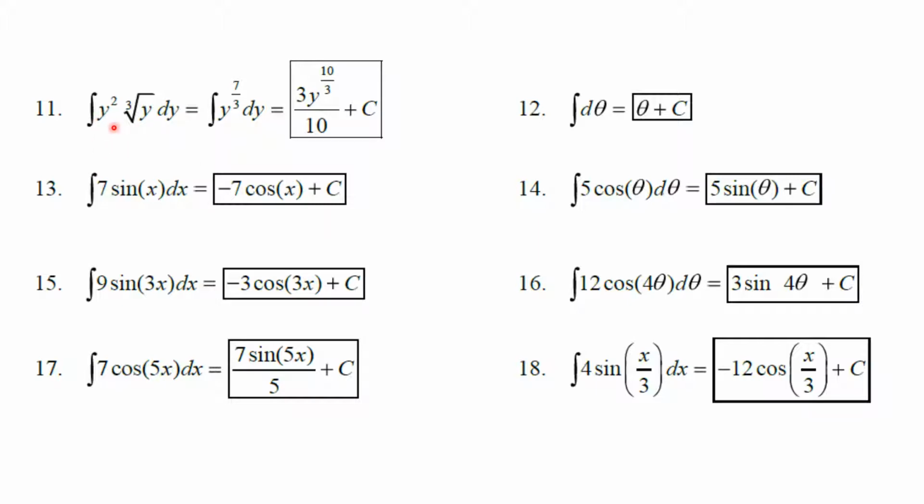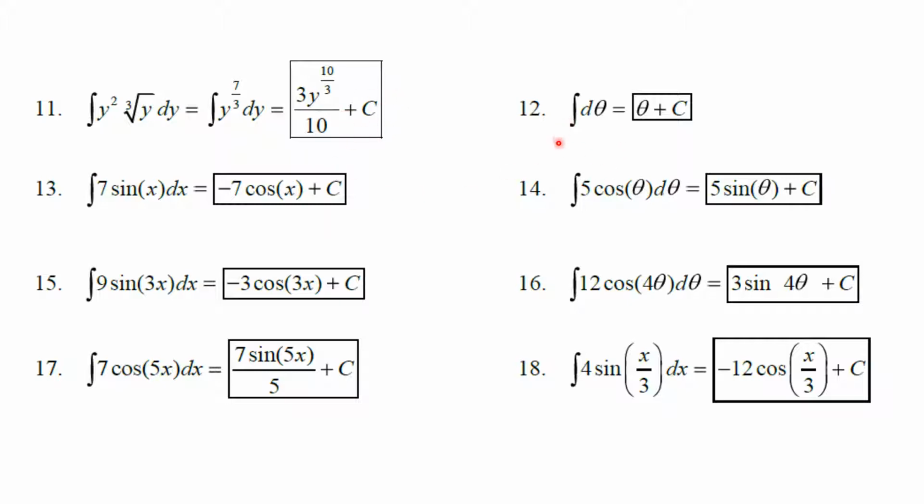For number 11, you actually have to combine the index first. So it is y squared and y to the power of 1 over 3. So 2 plus 1 over 3 is 2 and 1 over 3, which equals 7 over 3. And then you integrate y to the power of 7 over 3 by using the basic law of integration. So 7 over 3 plus 1 is 7 over 3 plus 3 over 3, which will result in 10 over 3. Divided by 10 over 3, it gets flipped, 3 over 10, plus c.